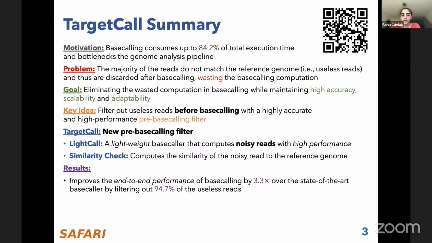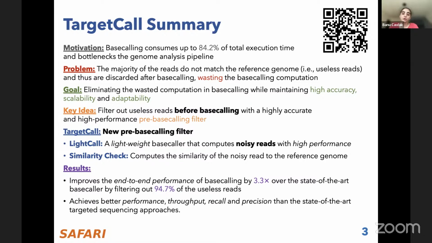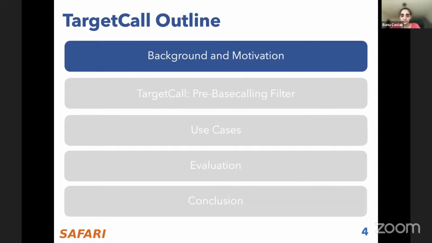Our results show that with TargetCall, we can improve the end-to-end performance of basecalling by 3.3x compared to state-of-the-art basecallers by filtering out the majority of the useless reads. And we show that if you were to repurpose the adaptive sampling methods that John presented as pre-basecalling filters, TargetCall achieves better performance, throughput, recall, and precision than them. And we open source our work on our GitHub page.